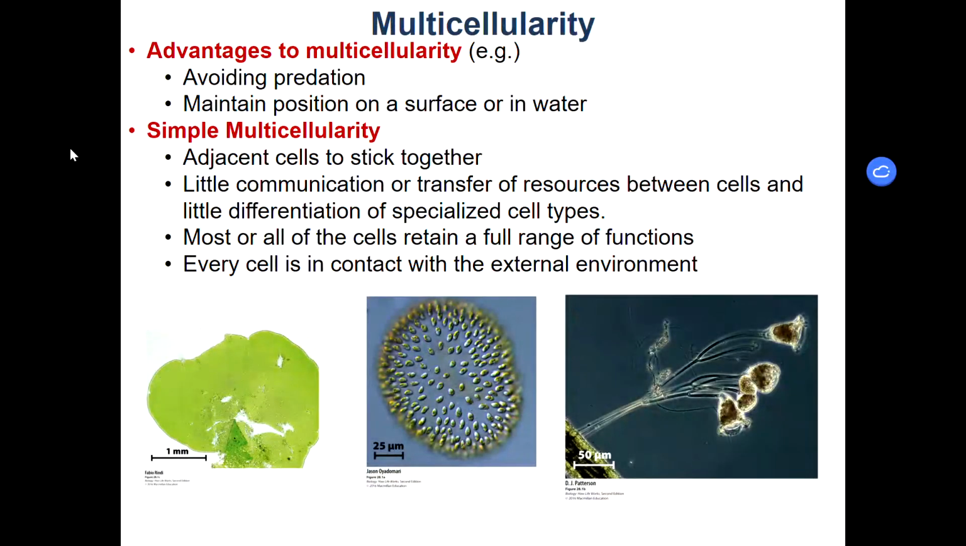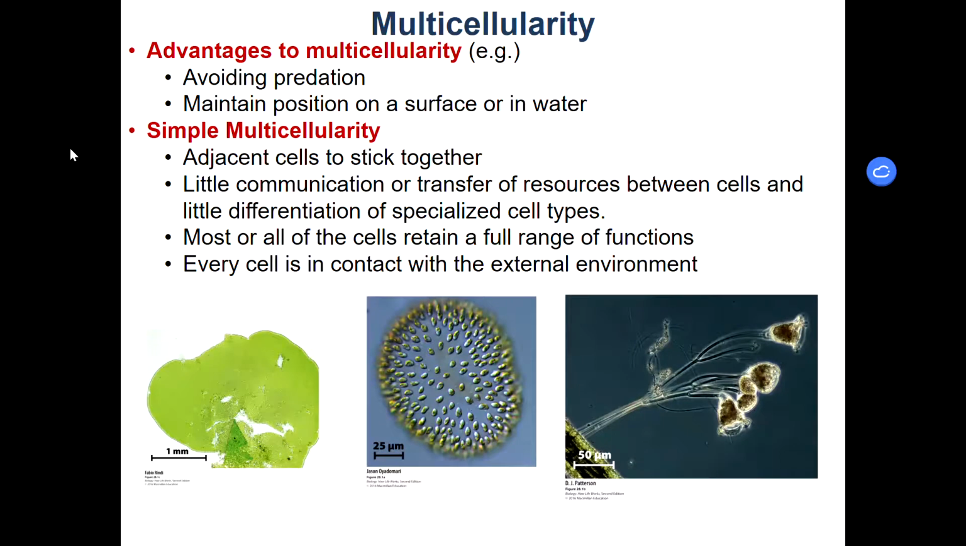So many organisms in the domain Eukarya are multicellular. And there are advantages to being multicellular. For example, being multicellular helps you to avoid predation. Animals, for example, can run away from predators. If you're multicellular and you're a plant and an organism bites part of you, the rest of your body is okay. So it helps you to avoid predation, it helps you to survive longer.